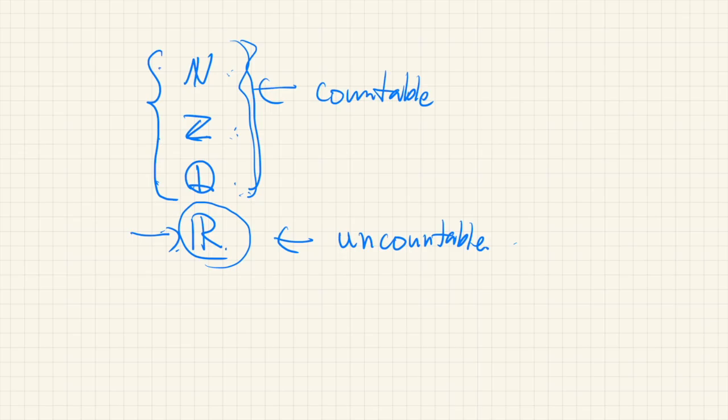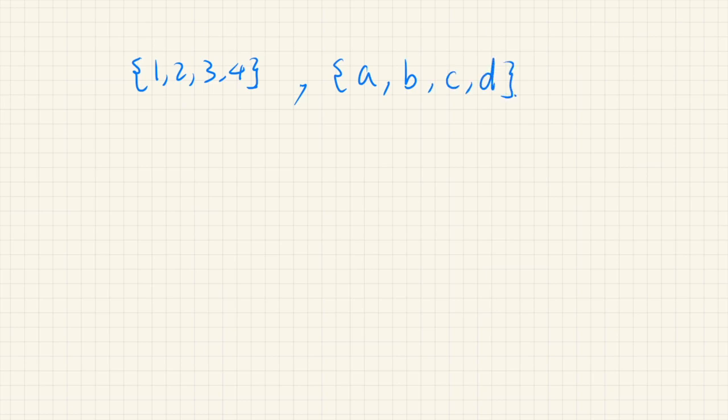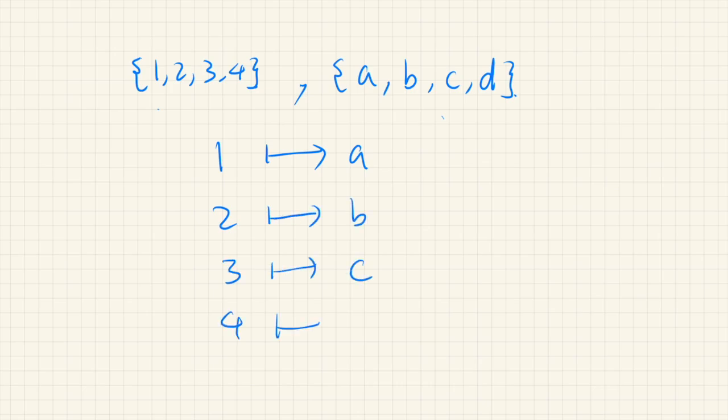Okay, let's start. So first consider a very simple set. Let's say 1, 2, 3, 4. So this contains 4 elements, the integers 1, 2, 3, 4. And consider another set made of A, B, C, D. Both of these sets have 4 elements, and we can define bijections between them. For example, 1 goes to A, 2 goes to B, 3 goes to C, and 4 goes to D. So this defines a map, or a function, from this set to this set.